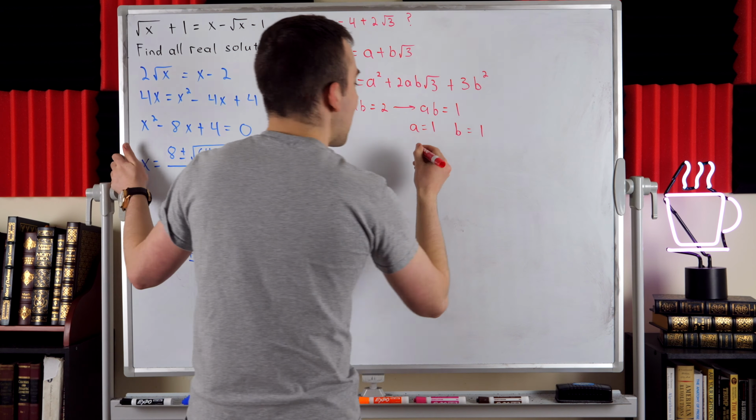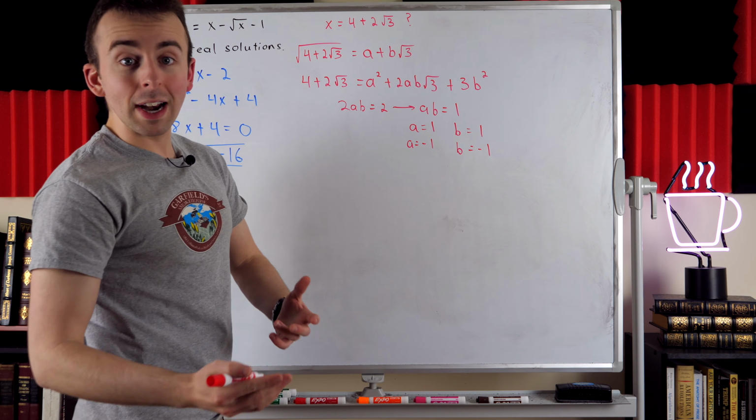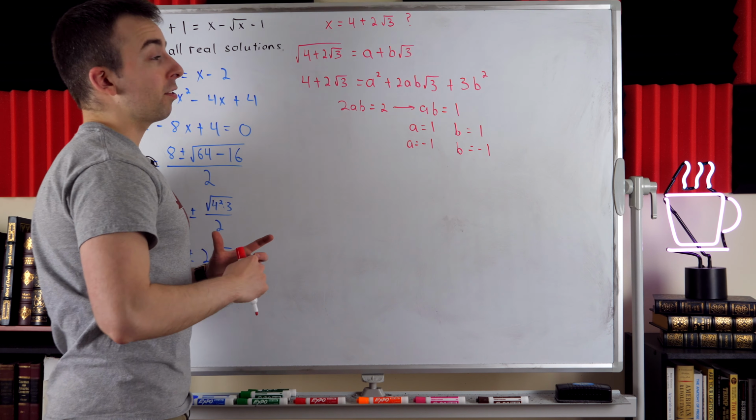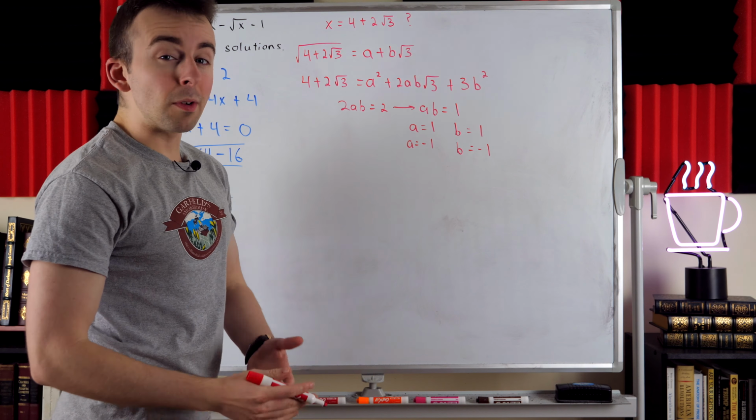It's the principal square root function, which means it's taking the positive square root. If a and b were -1, that would be a possible negative square root, but we're not interested in that. This is the principal square root. It's a function, so it has one definite output, the positive square root. So we can forget about those, a equals 1 and b equals 1.